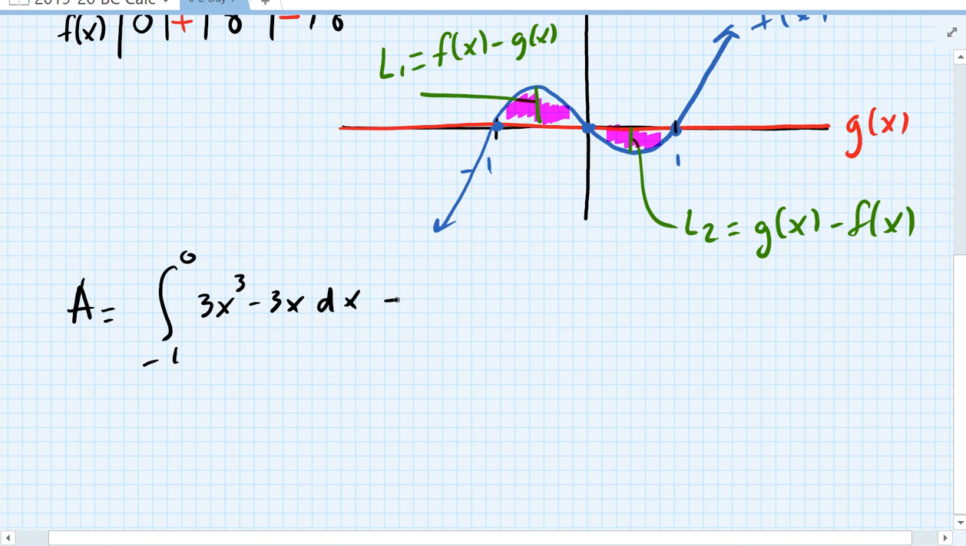And then I'm going to add the region when I integrate from 0 to 1, but in this case, is it 0 minus that? So is it all negative? So is it going to become 3x minus 3x cubed? Do I just switch the signs, right? Because this is 0 minus 3x cubed minus 3x. And is that how I got that?